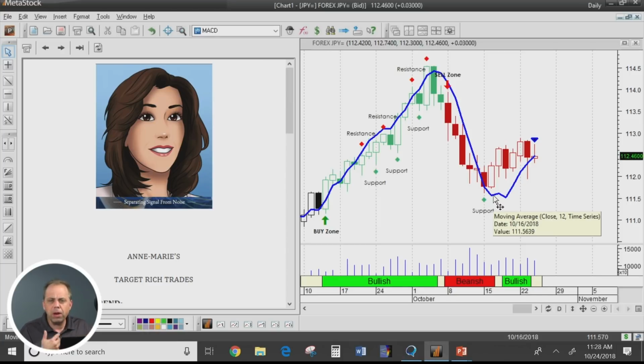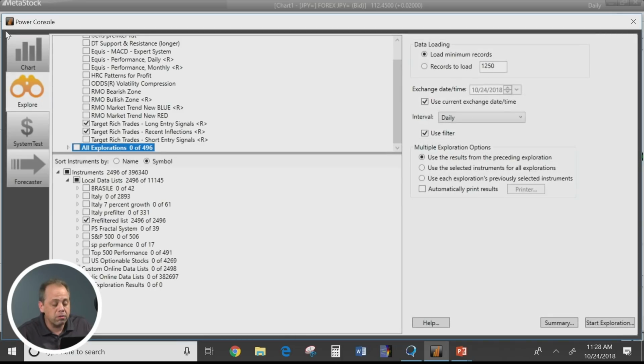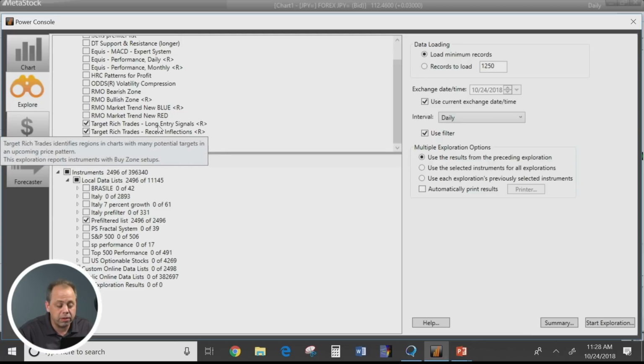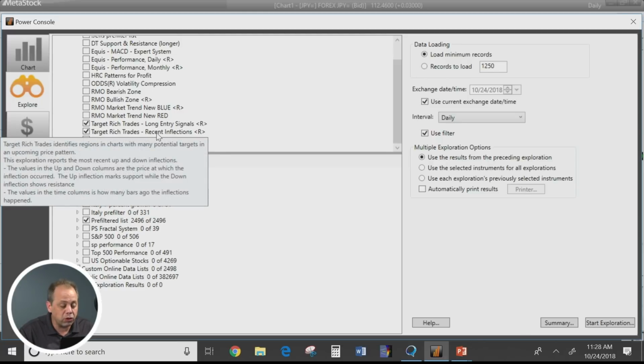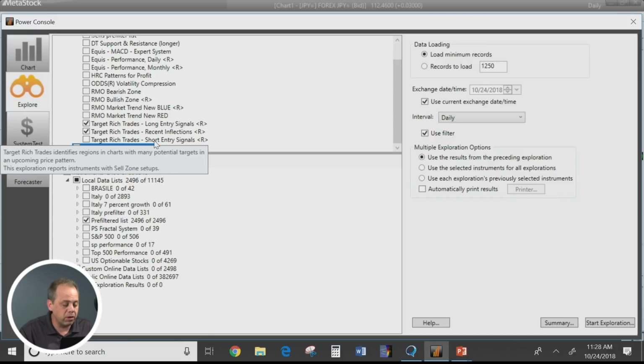Okay. Let me kind of show you how the scanning works in case you're not familiar with MetaStock, and I'll give you a little bit of an idea in terms of how you can use the scanning. So I'm just going to open up what we call the Power Console here at MetaStock. I'm going to go to the scanning, and you'll notice, because I'm going to point it out to you, right here we've got 3 scans. We've got long entry signals, recent inflection points, and short entry signals. Okay, and I've put them as my favorite scans. So that's why they appear at the top of my list.